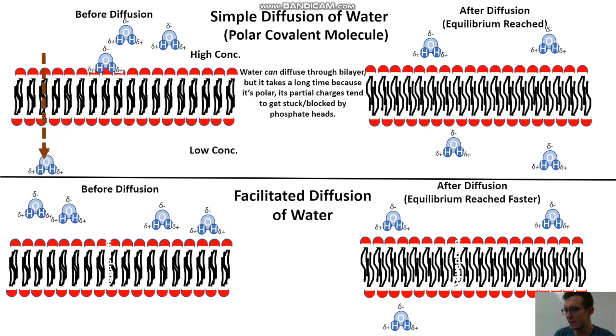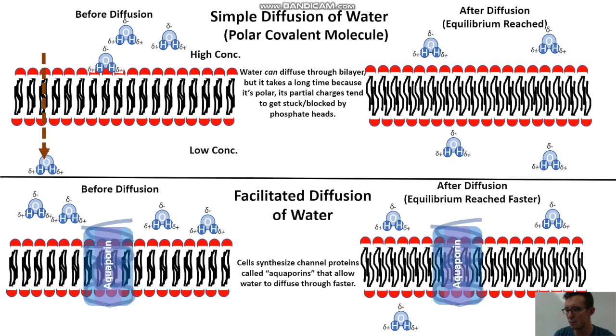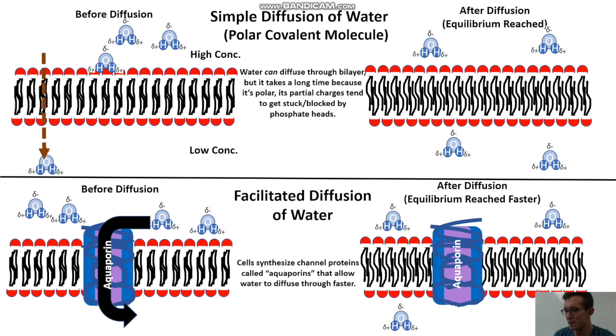However, to speed up the process, our bodies will create transport proteins. They'll synthesize channel proteins called aquaporins that allow water to diffuse through faster. And so equilibrium can be reached again, but through facilitated diffusion and the use of aquaporin proteins, equilibrium can be reached much faster. And that's it.